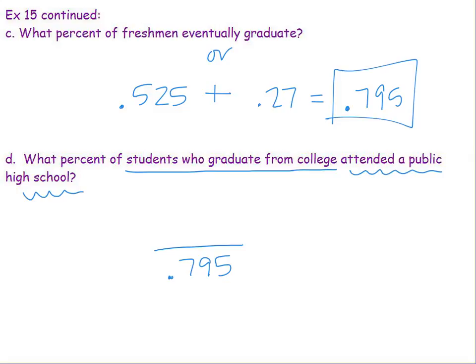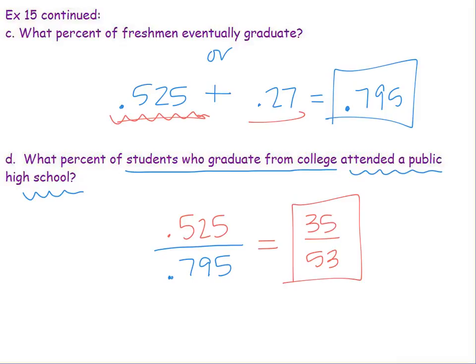Now we need to look at what part of that total attended a public high school. So we had these 2 numbers up above. Which one of those were our public school graduates? Well, that was this first one. So of the total people who graduated from college, which was 0.795, 0.525 of them were from public school. And so if you type in your calculator 0.525 divided by 0.795, you'll get a decimal. If you hit math, enter, you should get 35 out of 53.